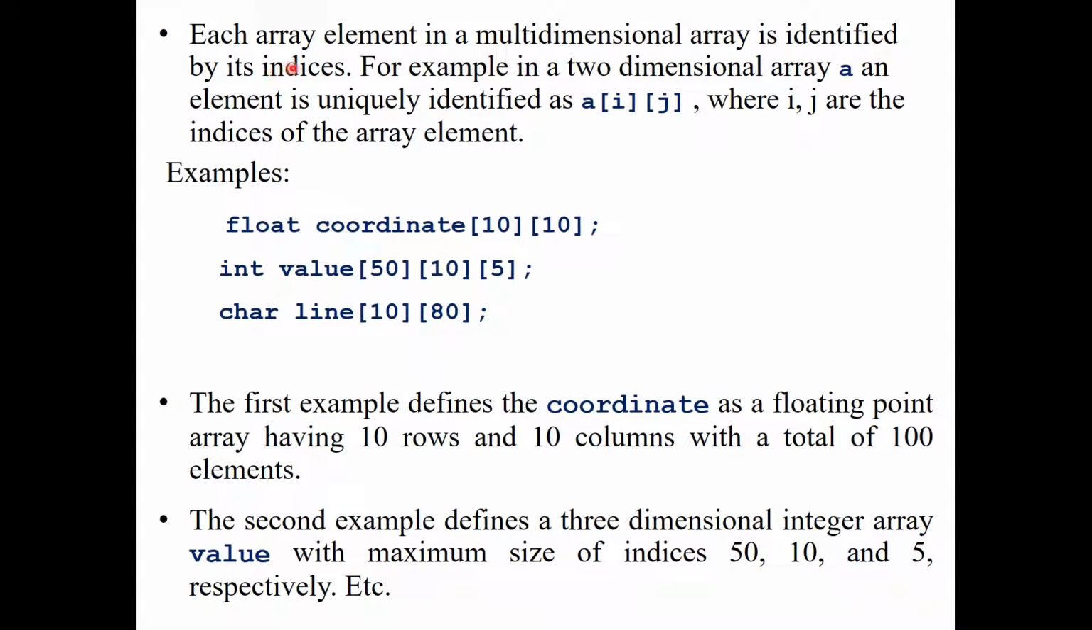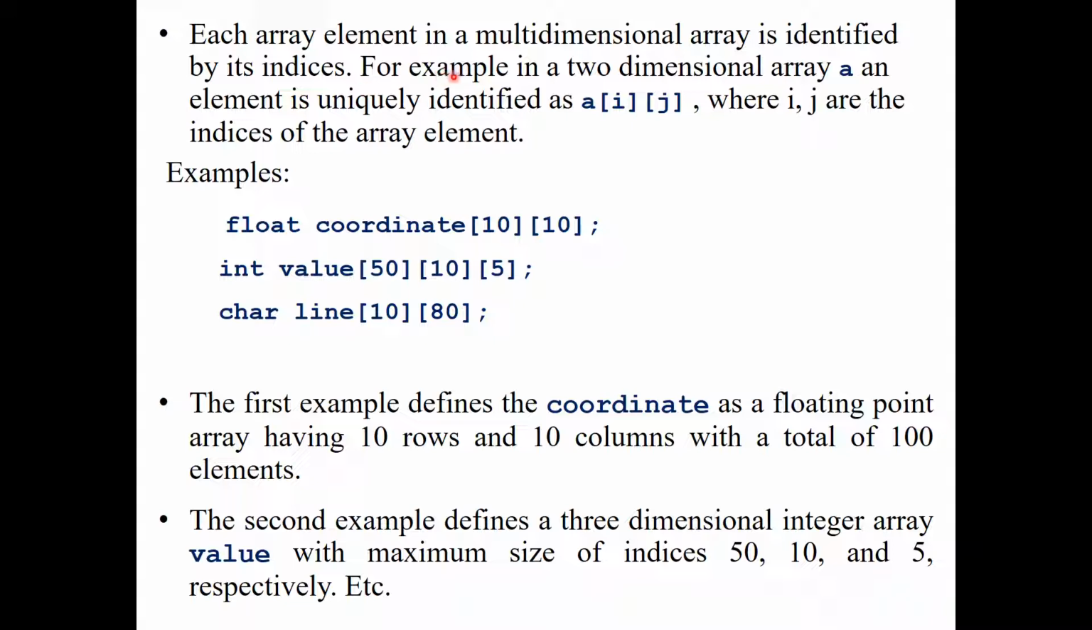Now, each individual array element in a given multidimensional array is identified by its indices, as it was identified in the 1D array. If you remember, you have indices, and indices again start from 0, not from 1, but from 0.